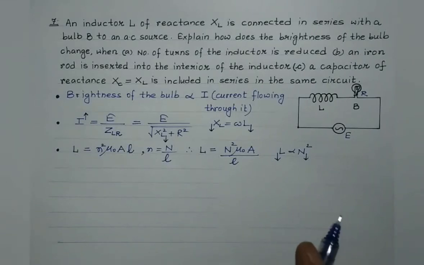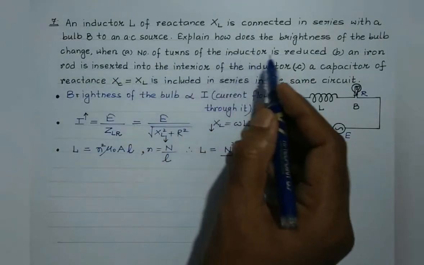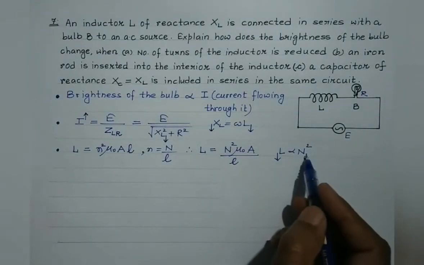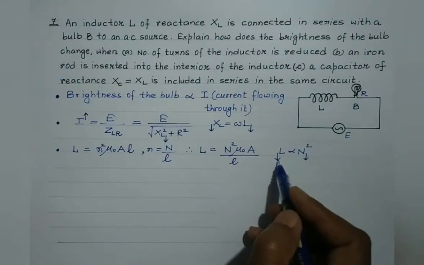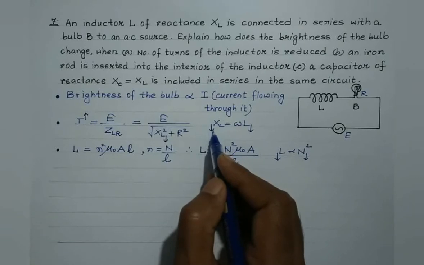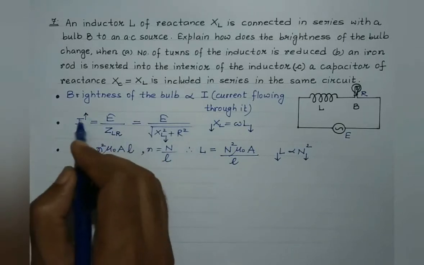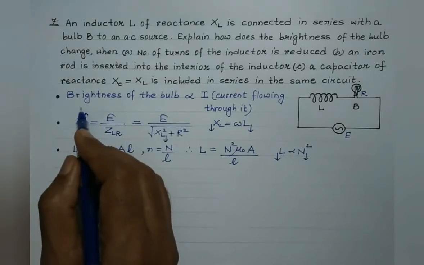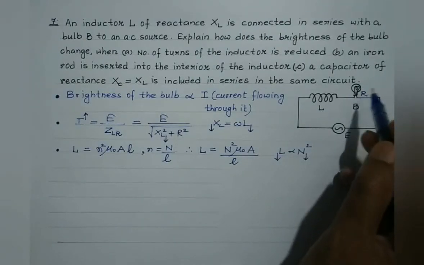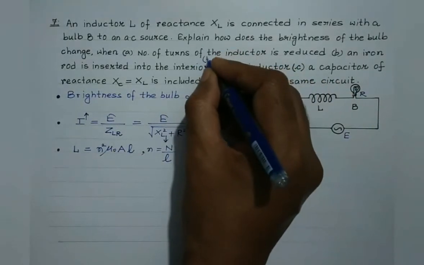Again I repeat, students, we are supposed to explain the brightness of the bulb, how it changes when the number of turns of the inductor is reduced, right? So in this case, as the number of turns in the coil gets reduced, the inductance gets reduced. With the decrease in the inductance of the coil, the inductive reactance also gets reduced. So with the decrease in the denominator, the current will increase. So with the decrease in the number of turns in the coil, more current will flow through the bulb. So accordingly, the bulb will glow with more intensity.